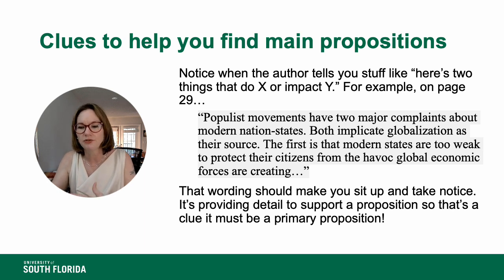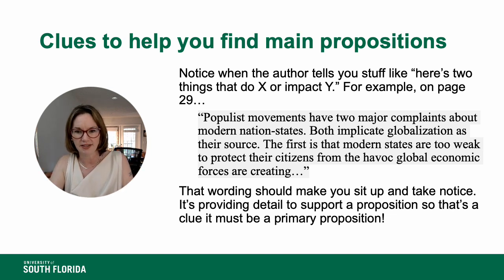And so that's a clue that this is one of the primary propositions. Populist movements have two major complaints about modern nation states, and this is what they are. So that's a little detail. That's not the proposition itself, but that's a detail that is supporting the proposition. So when you see something like this, go ahead and look at why is the author including that as an example? What's their point there? What is the point that is supposed to be reinforcing? And then that's their main proposition, okay? I'll show you another example.